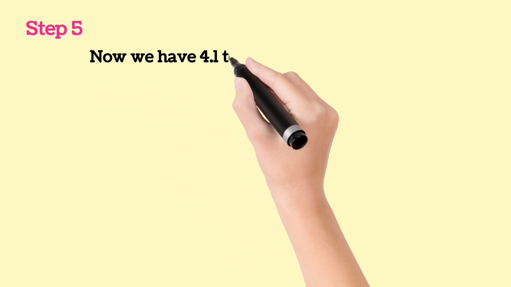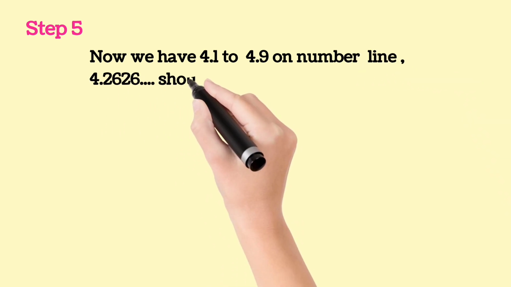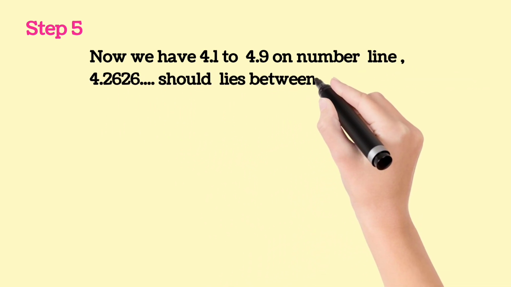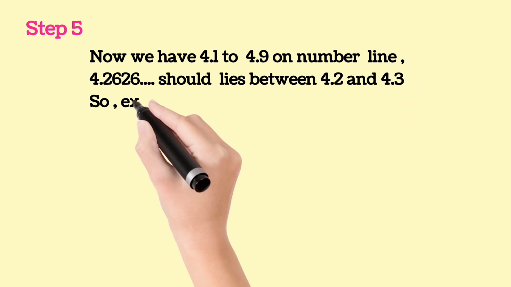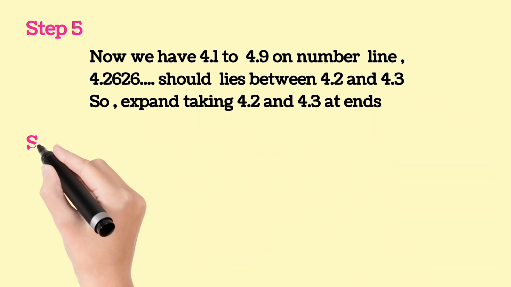Step 5: now we have 4.1 to 4.9 on the number line. 4.2626 up to infinity should lie between 4.2 and 4.3. So expand taking 4.2 and 4.3 at the ends.